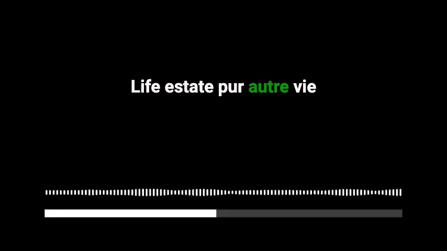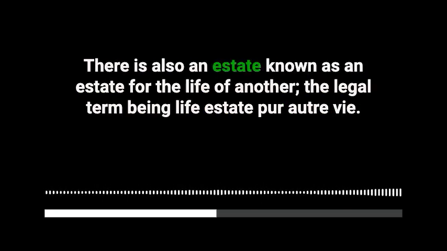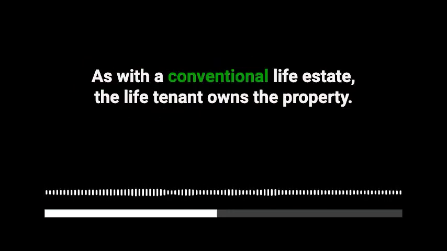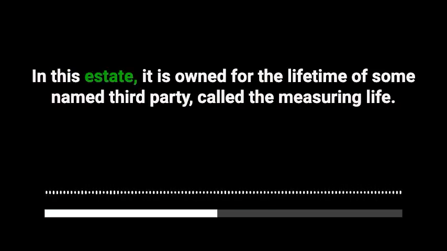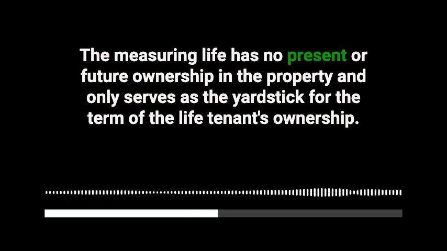Life estate pur autre vie. There is also an estate known as an estate for the life of another, the legal term being life estate pur autre vie. As with a conventional life estate, the life tenant owns the property. In this estate, it is owned for the lifetime of some named third party called the measuring life. The measuring life has no present or future ownership in the property, and only serves as the yardstick for the term of the life tenant's ownership.